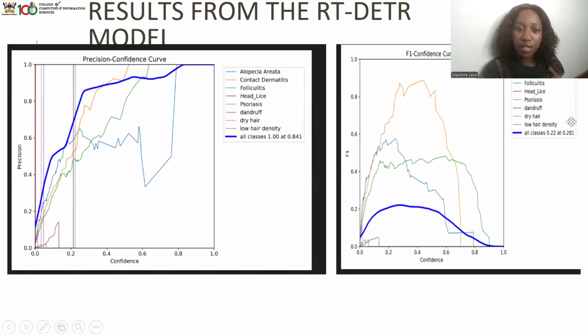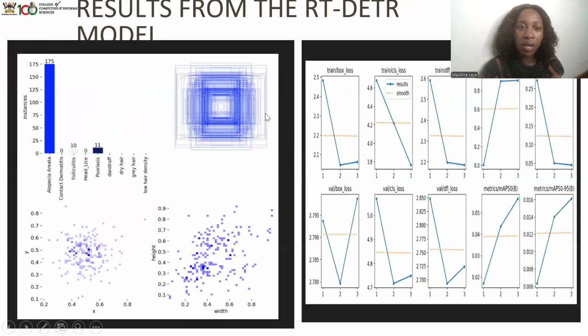Here we are having something like this. It was very easy. And these were the classes: alopecia, contact dermatitis, folliculitis, head lice, psoriasis, dandruff, dry hair, and low hair density. So these were our classes. Here, this one was showing that we have very high instances in alopecia, and for this case, our model trained so much with images from this class. So our dataset was kind of imbalanced.